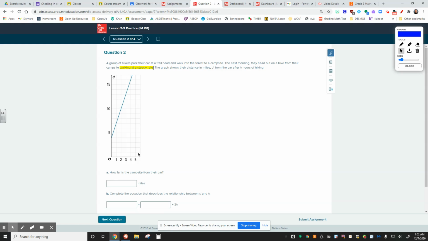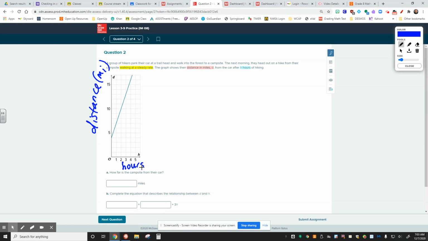The graph shows their distance in miles, d. Let's grab that one in one color. So distance in miles, d, from the car after h hours of hiking. So we know that d represents the number of miles and h represents the number of hours. When we look at the graph over here, the coordinate plane, it would be helpful to label our graph. So d is the distance, in miles, and the abbreviation for miles is mi. And then right here, this is the number of hours, or the time.